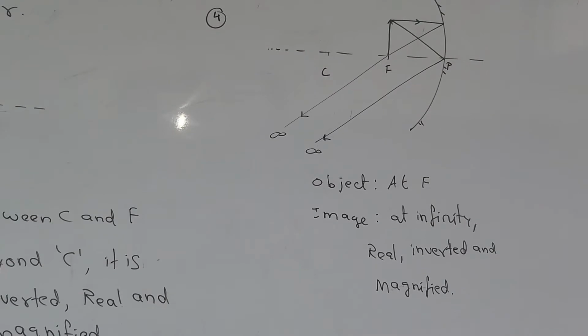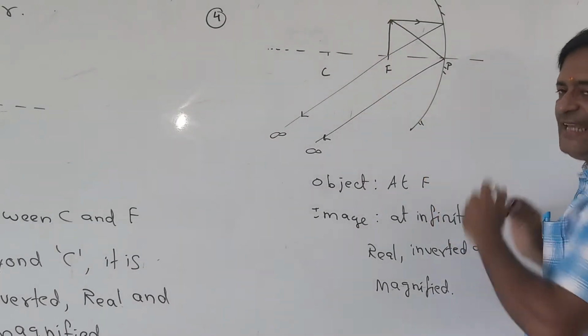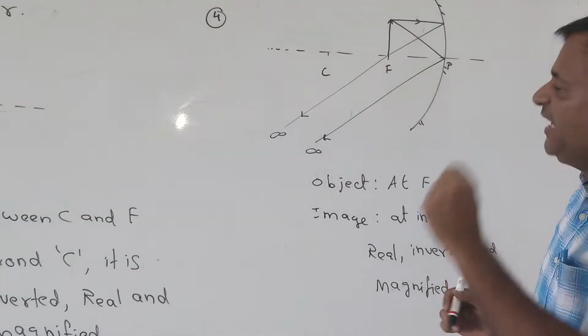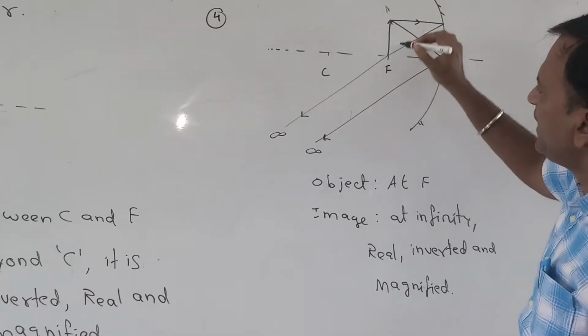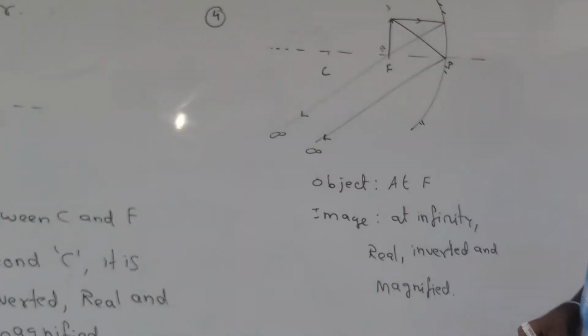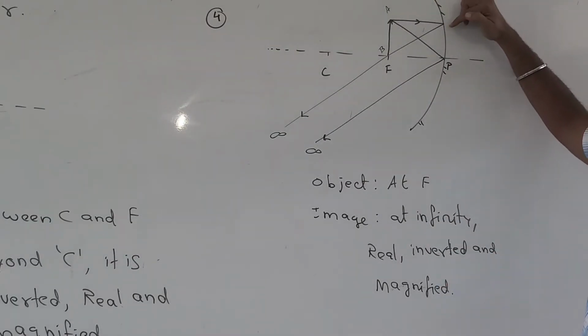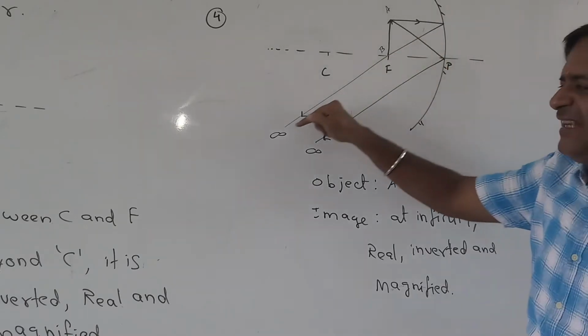This is diagram number 4. Again, concave mirror. The object is now placed at the focus. At the very point focus, we place our object. The name of object is always given as AB. Now drawing 2 rays. One of the rays is parallel to principal axis, and after reflection will pass through the focus.